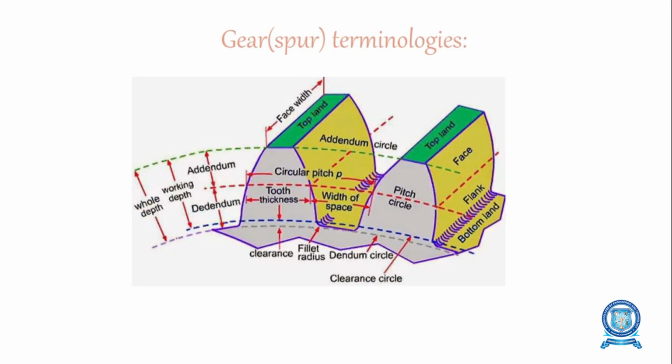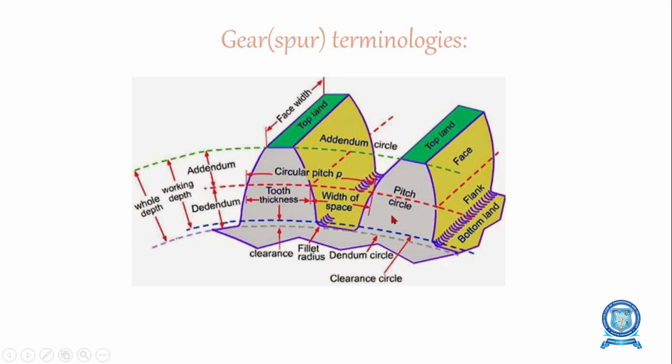Then the next one is addendum and dedendum. Addendum is the radial distance between the tip circle and the pitch circle. That is called addendum. So addendum is equal to one module, that is, addendum is equal to 1 into M.